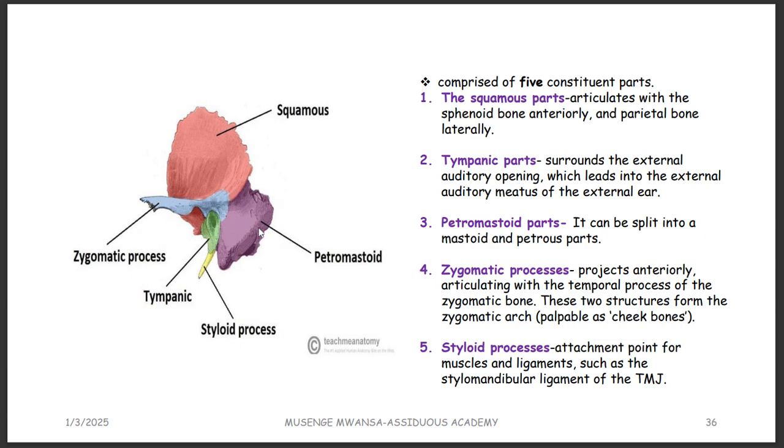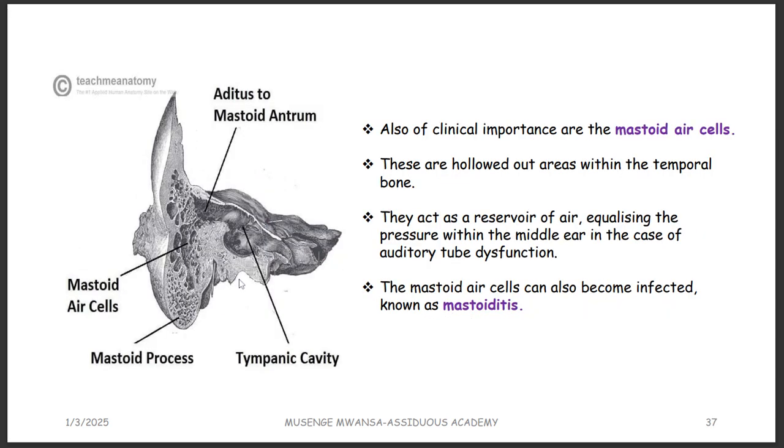Okay, and this part is actually going to store. Remember, earlier we talked about the parts of the ear: the external ear, the middle ear, and the inner ear. The inner ear is actually stored within the temporal bone. Like you can see, this is the temporal bone.